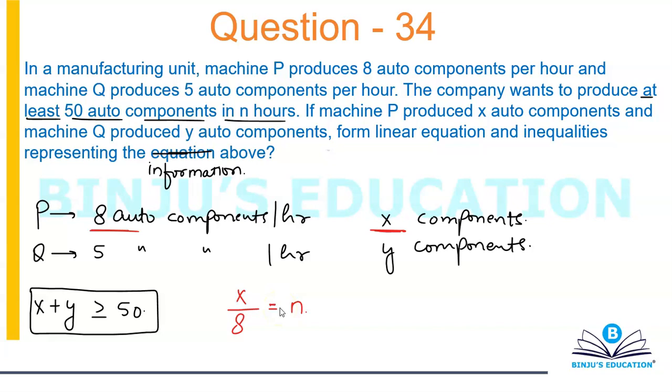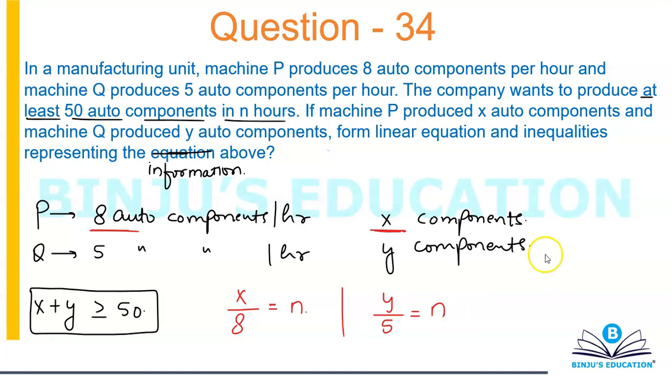Or you can think about it in this way, that P is producing 8 auto components per hour, so in n hours it will produce 8n components. So you can also write X is equal to 8n or X by 8 is equal to n, that's completely your call. Similarly, for the second machine, you can write Y divided by 5 equal to n, or Y is equal to 5n.